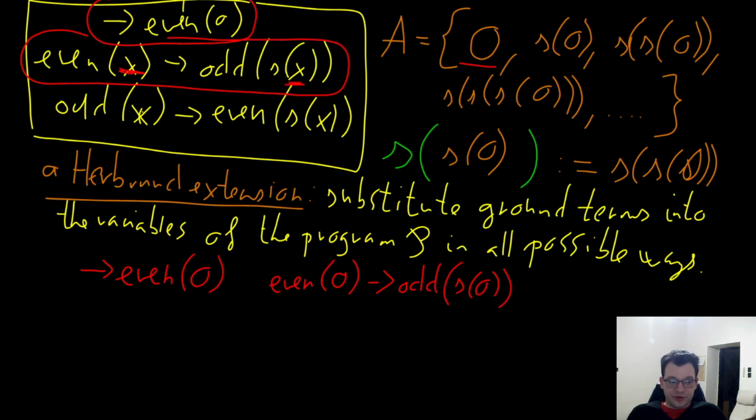But if your variable is the same, then you have to substitute the same things into it. So, for example, you can substitute s of 0 in place of x in this clause, and you will get: if the successor of 0 is even, then it's odd. What's odd? The s of x. X was s of 0, so this is odd, s of 0.